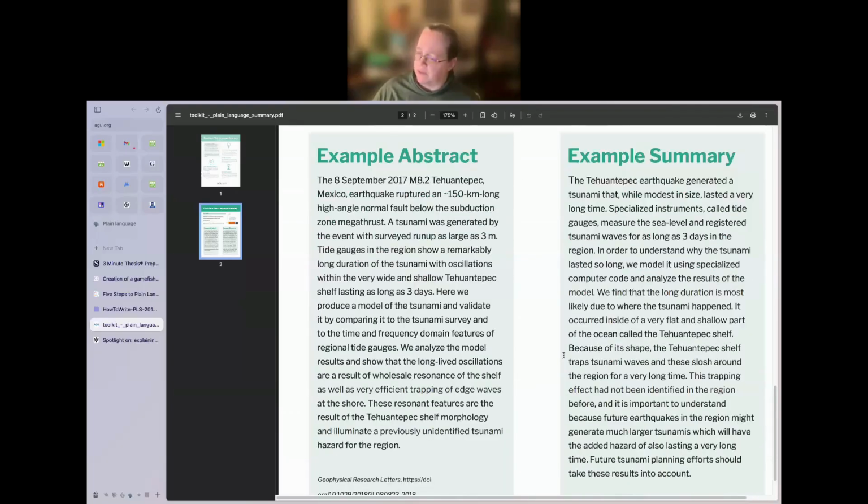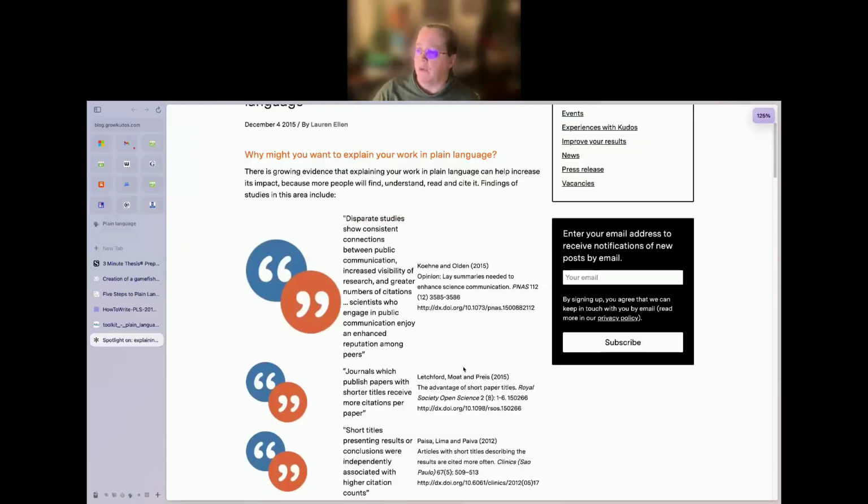And then they have another example. Again, these are for journal articles. So you would expect your thesis plain language summary to be longer. Why do you want to explain your work in plain language? Because more people will read it. That's pretty much the answer.